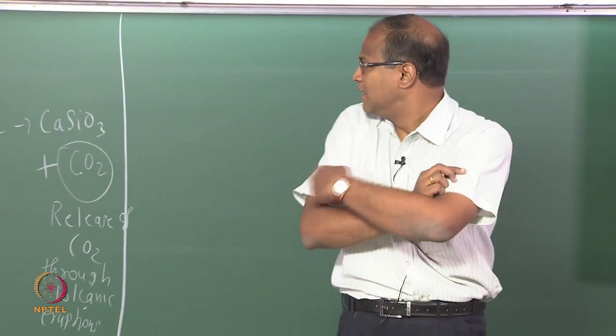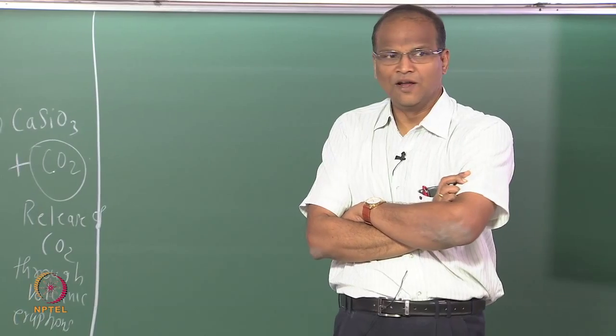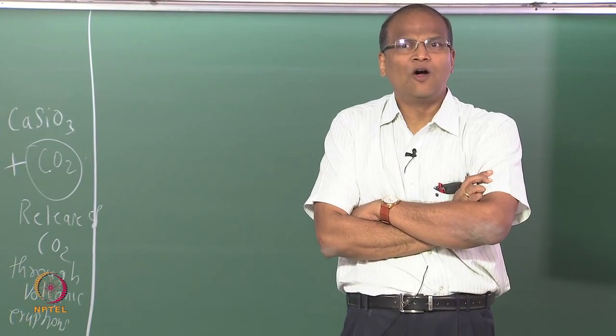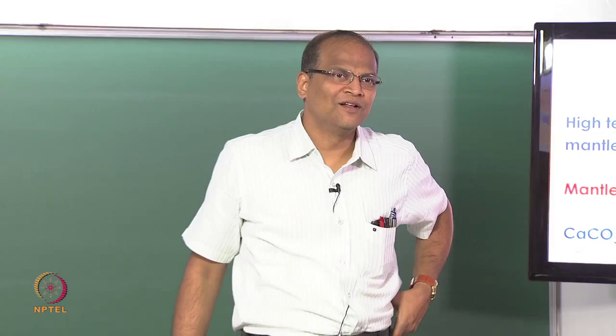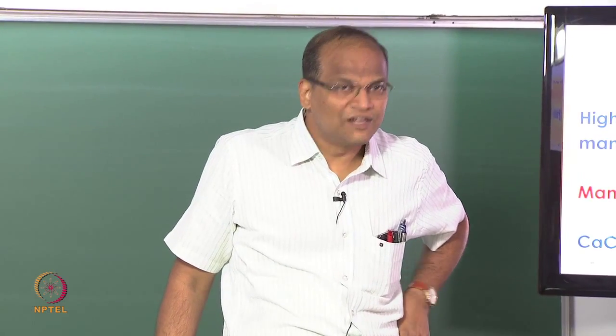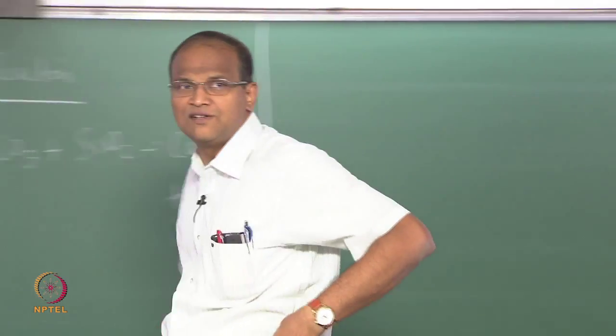Which reaction? Calcium carbonate plus silicon dioxide results in calcium silicate. How many of you are civil engineers here? Calcium silicate has other uses. We use it in engineering. Where is it used? Cement. So calcium silicate, but this is very difficult.